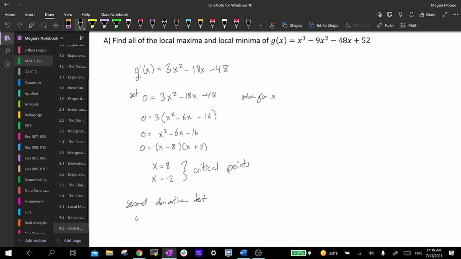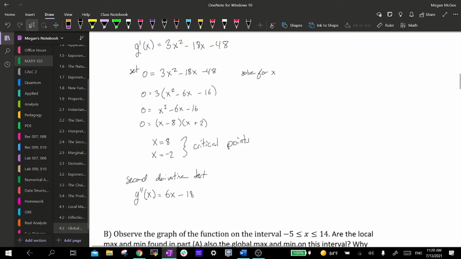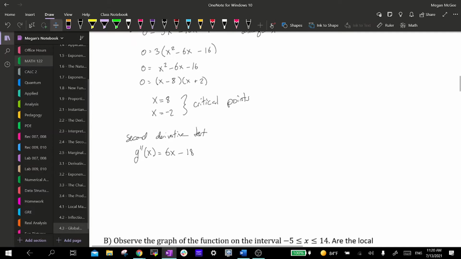Alright, so that means we need our second derivative, which will be 6x minus 18. And we need to test both of these points. So test the second derivative at 8. That gives us 6 times 8 minus 18, which we don't even need to know the number. We just need to know if it's positive or negative, right? So we know this is going to end up being positive.